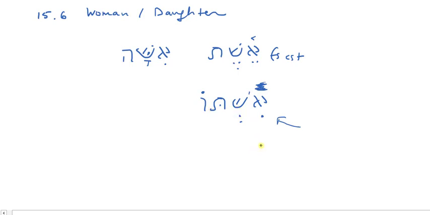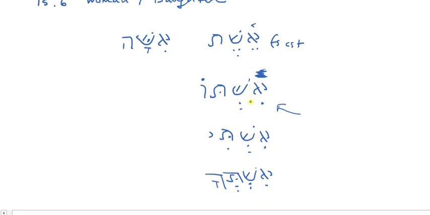How would I say my wife? It would be the same vowel pattern: ish, short vowel, silent sheva, and then I get my hiriq yod for my. Ishti. Your wife, what would that look like? It would be ishtecha, your wife. All right, so those are the forms of the singular isha with pronominal suffixes.